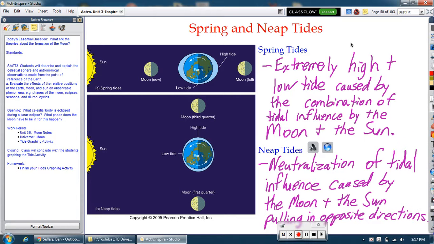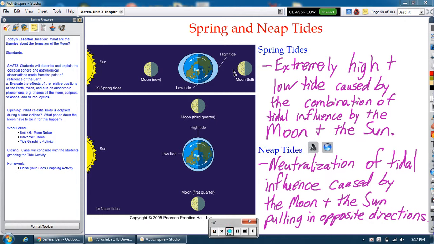There are also spring and neap tides. Let's just start with the spring tide. It's when you have an extremely high tide and a very low low tide, and this is caused by gravitational influence that is combined from the Moon and the Sun.